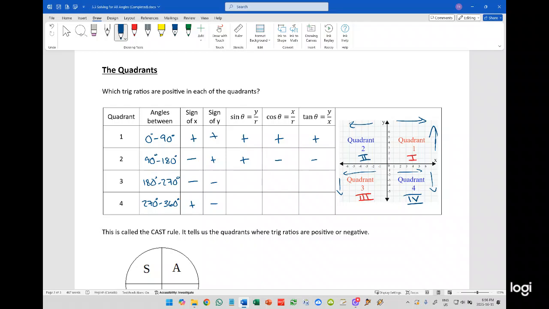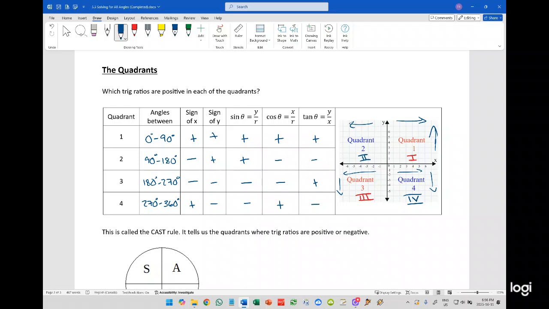Continuing this pattern, in quadrant 3, y is negative, x is negative. Tan is y over x, so negative over negative is positive. And in the fourth quadrant, y is negative, x is positive, and then tan will be negative because we have a negative divided by a positive.